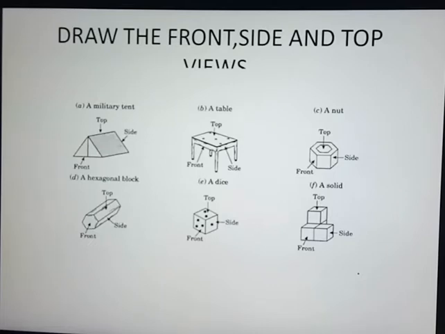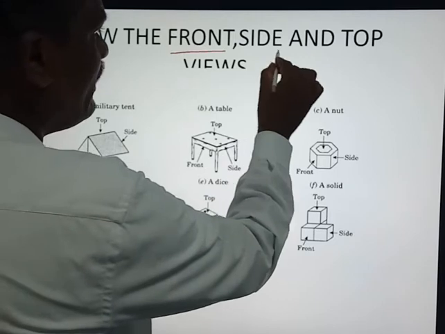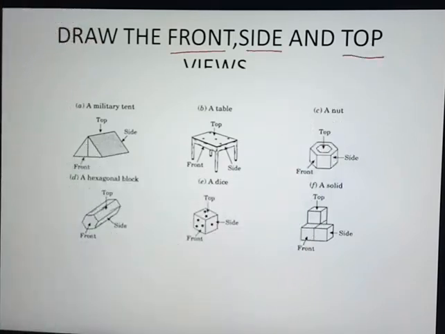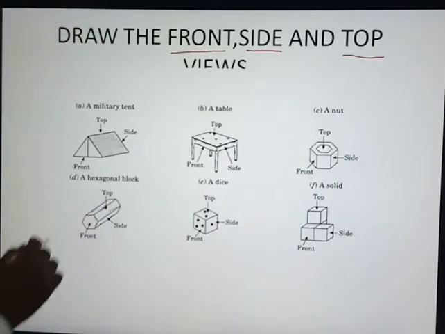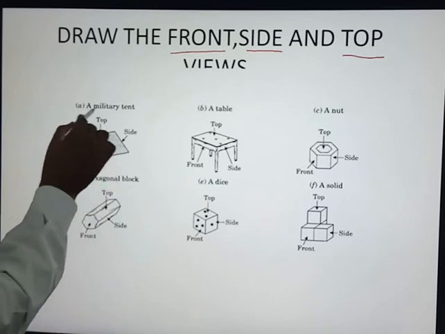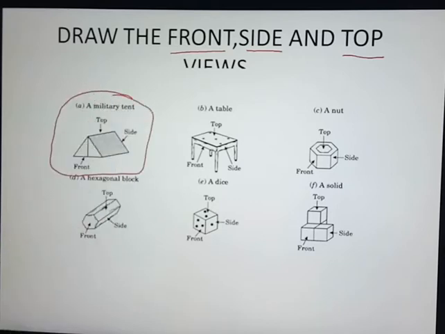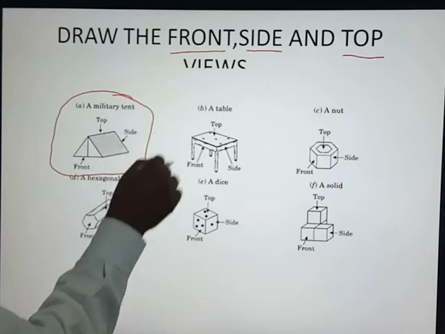Some shapes are given. You need to draw the front, side and the top view of these figures. So now if I ask you what is the front view, top view and side view of this military tent. This is the military tent. What will be the shape of the front view, side view and top view?